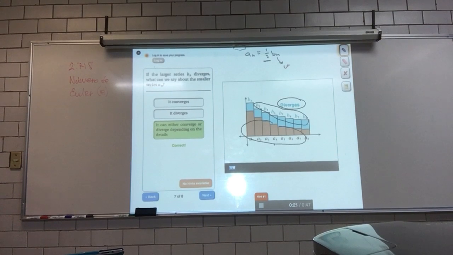But if you add up all the B's and they sum up to infinity, then the A's will add up to half of infinity, which is still infinity. So the A's could very well diverge. But if you make the A's really small, a lot smaller than the B's, you could come up with an example where the A's converge. So you really have no idea if this sum of the A's converges or diverges, because it's the smaller series. So it's this choice here.